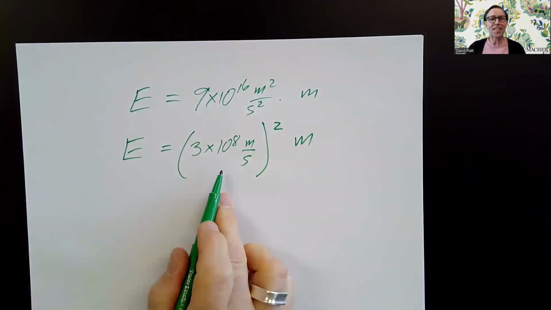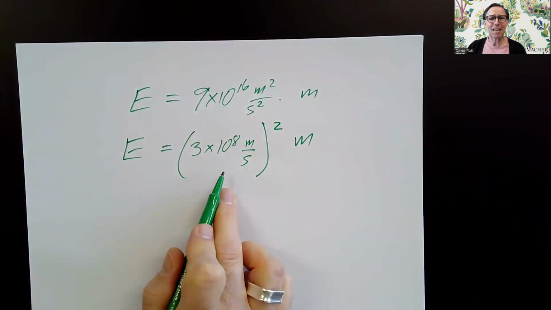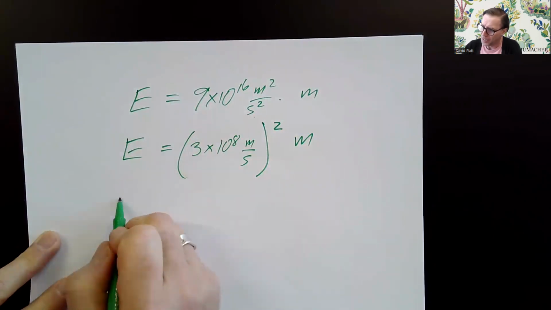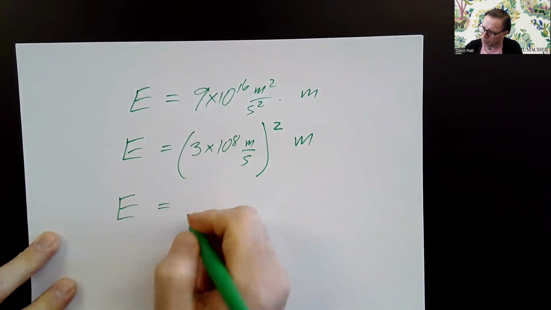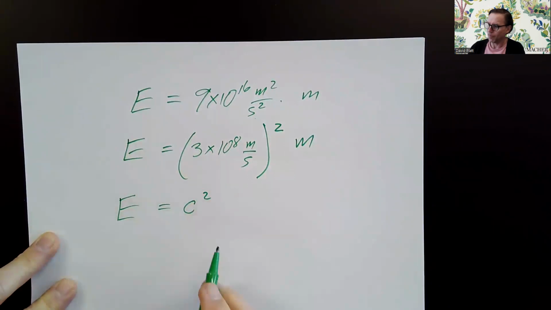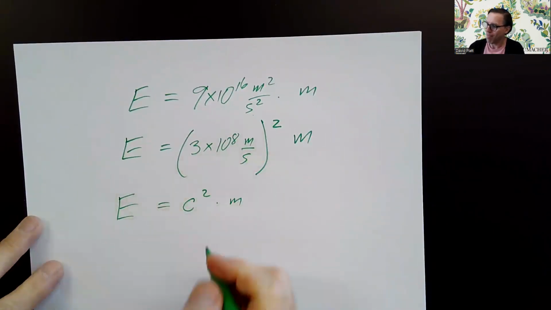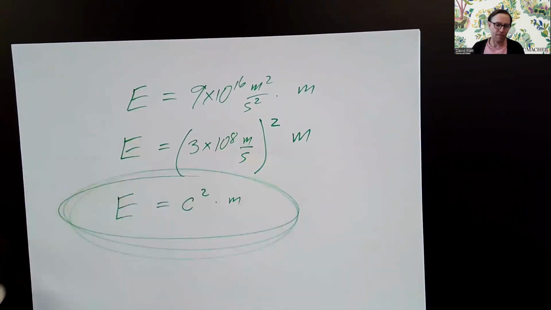Oh, but you know what this is inside here? You know what that is? That's the speed of light. Isn't that fascinating? What a weird coincidence. So E equals C squared, because this is C squared, times M. That is the equation we're looking for.